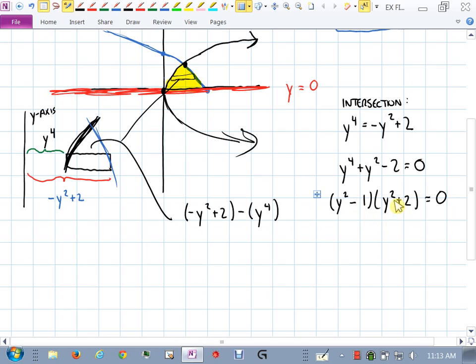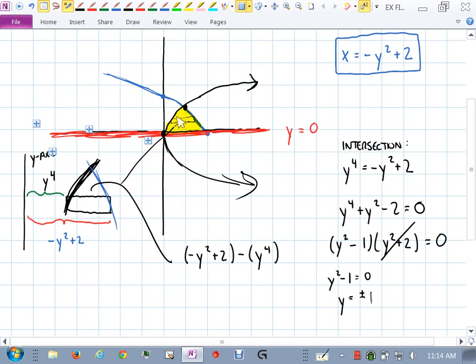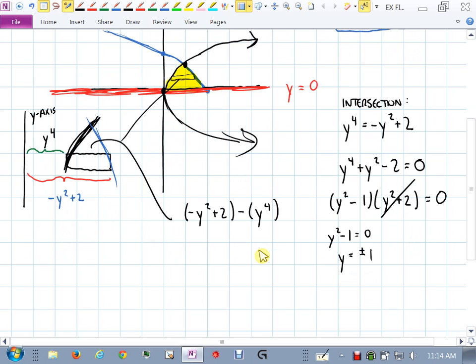Because this one, there's no way that this can ever be 0. Y squared plus 2, never going to be 0. Positive number, right? 2 plus a number that is at least going to be positive. The whole thing can't be 0. So I just want to know when y squared minus 1 is 0, which means y must be plus or minus 1, right? But only one of those makes sense in this picture, the positive 1. Okay, so that's how we would have known. If your graphs are real good, though, then you can do it that way.